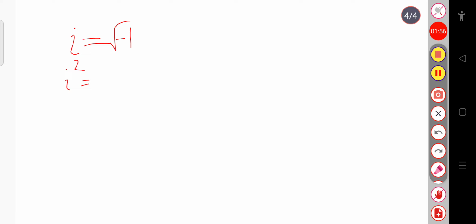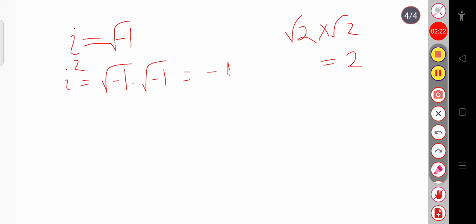Okay. Similarly, since i equal to root over minus 1, we can write i square equal to root over minus 1 into root over minus 1, and this will be minus 1. Why? If you calculate root 2 into root 2, you know this is simply 2. Similarly, if you multiply root over minus 1 with root over minus 1, you will simply get minus 1.